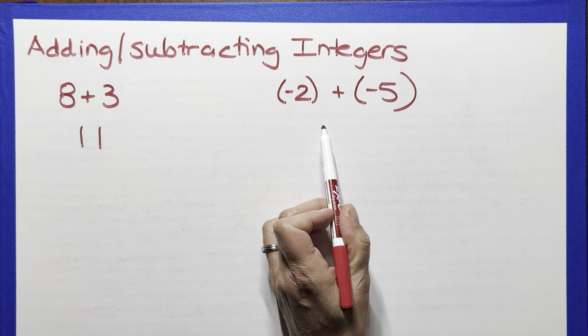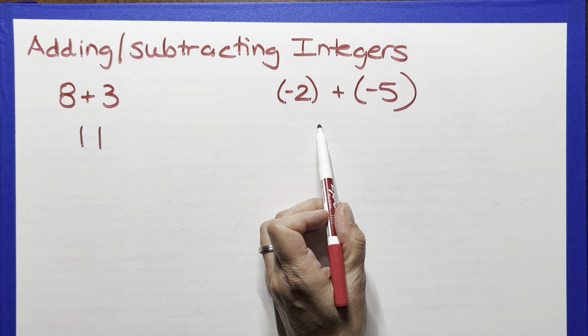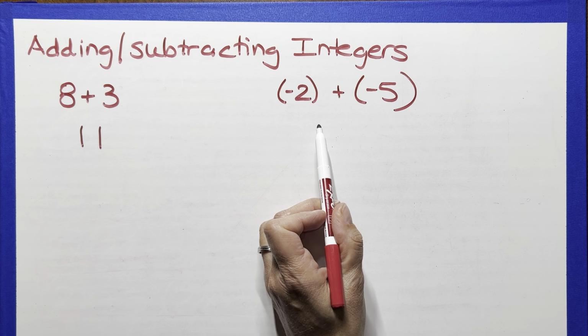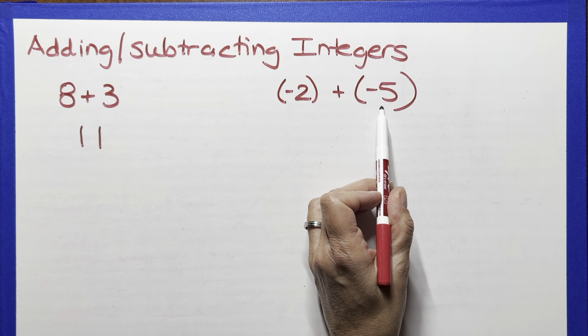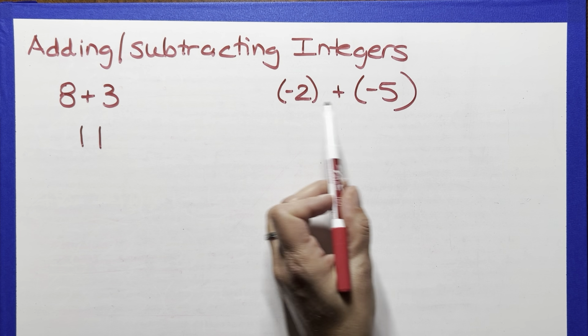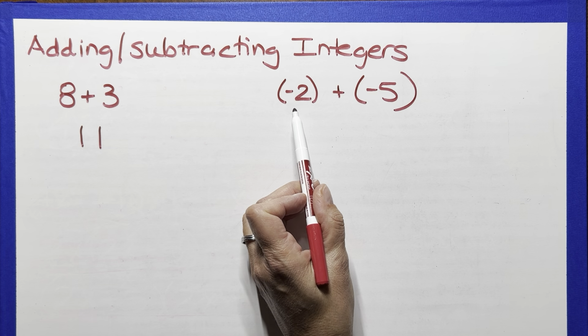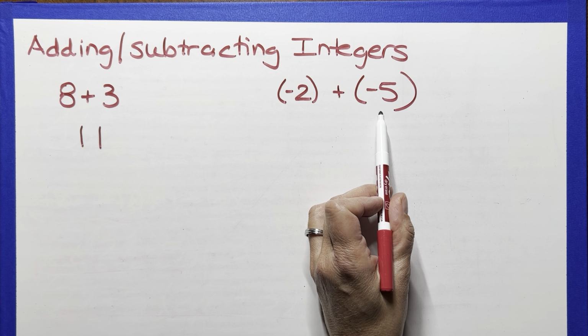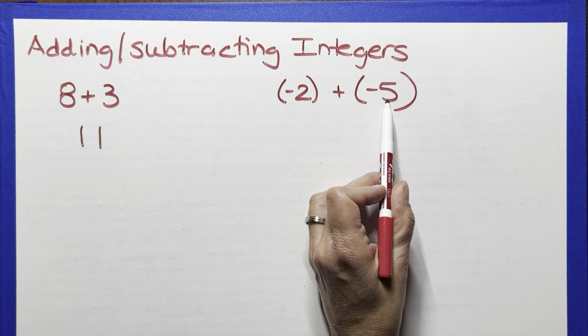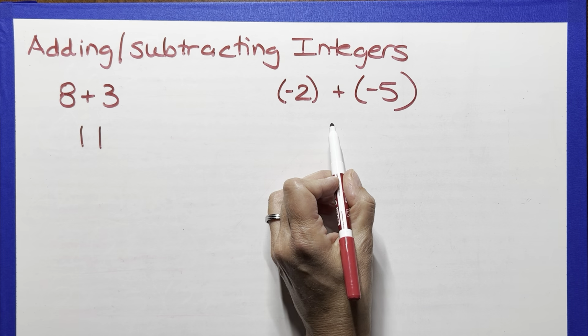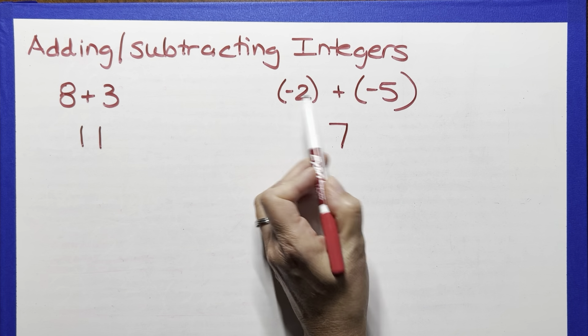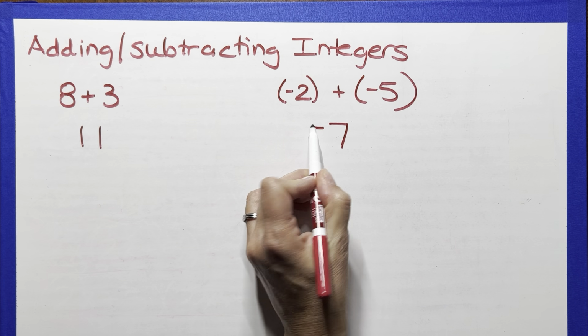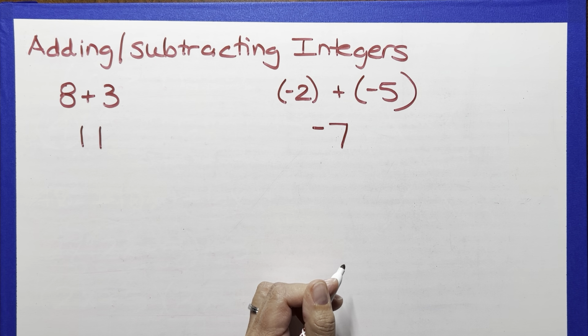The other problem is -2 plus -5. The reason that this one is similar to the first problem is that the numbers that we're adding together are both the same sign. That means they're both negative numbers. So when I add together two negative numbers, I'm going to just add the number values, so 2 plus 5, which is 7. But since they're both negative, my answer is just a larger negative.